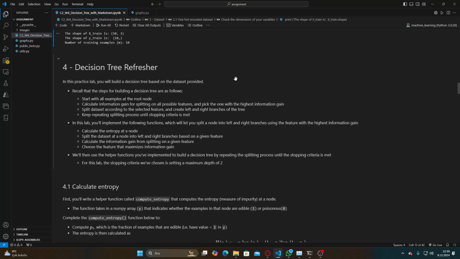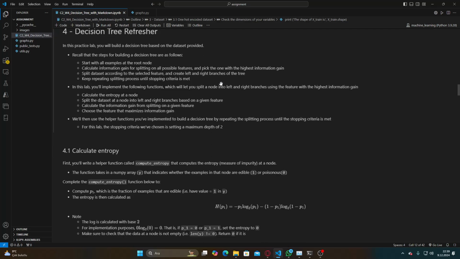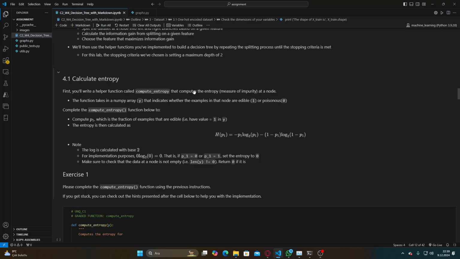We'll then use the helper functions you have implemented to build a decision tree by repeating the split process until the stopping criteria is met. For this lab, the stopping criteria we have chosen is a maximum depth of 2. First of all, we are calculating the entropy, and the formula is given here.